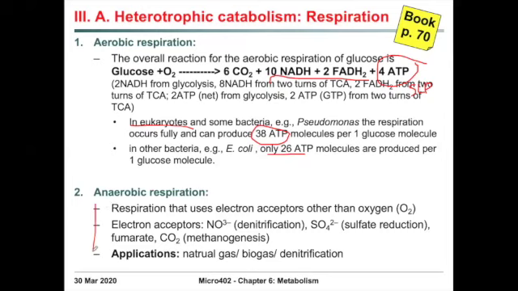Anaerobic respiration, similarly, exactly the same. You have everything like aerobic except oxygen. So it uses electron acceptors other than oxygen, like nitrate, sulfate, or sometimes carbon dioxide that becomes methane. So some bacteria are anaerobic. They use carbon dioxide and generate biogas اللي هو الميثane.